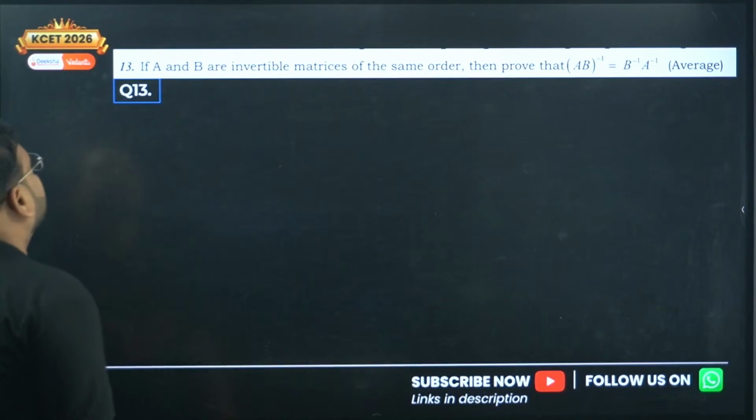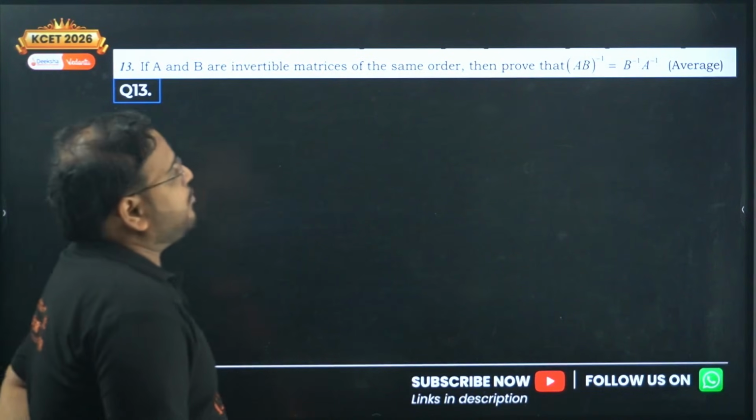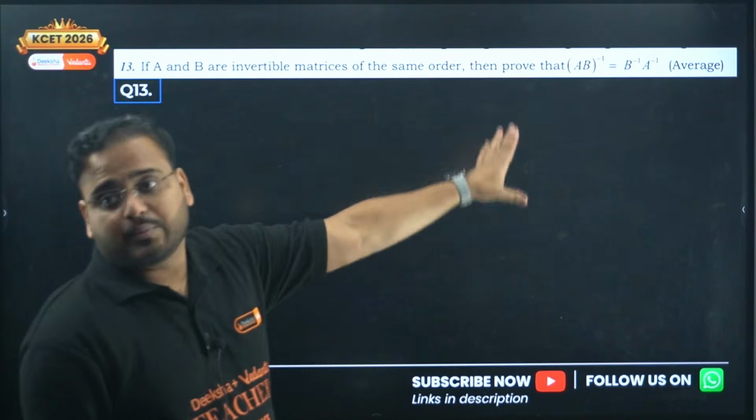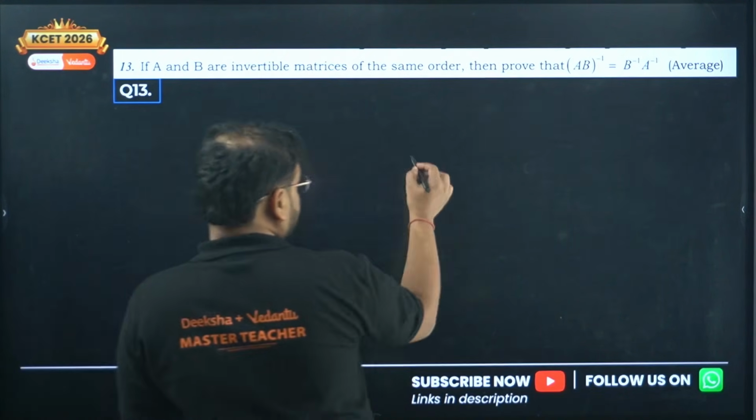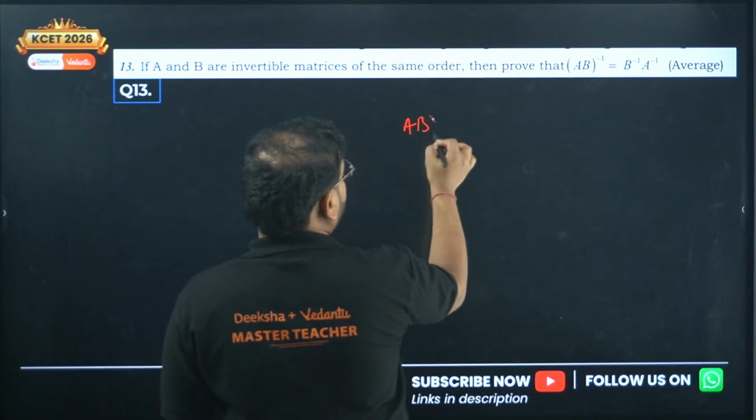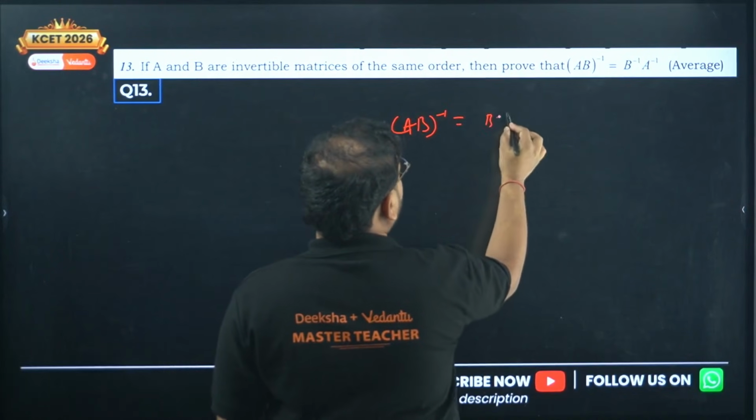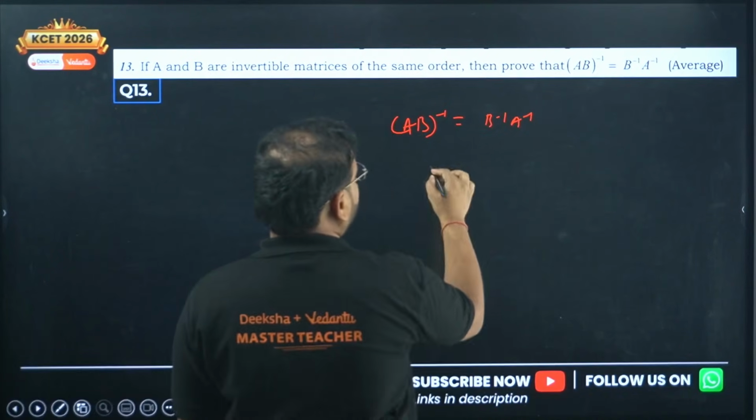Okay, so if A and B are invertible matrices of the same order, prove that this condition is true. It's a very good question, a very unique question. They're saying prove that AB inverse is equal to B inverse A inverse. Okay, I'm going to take the RHS first.